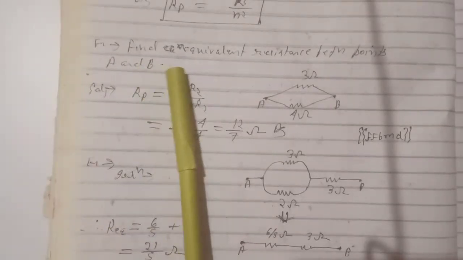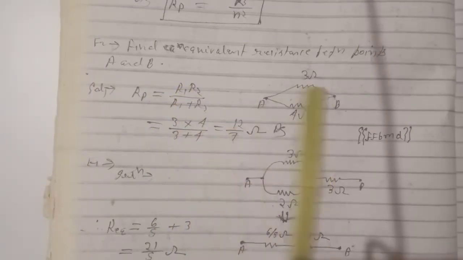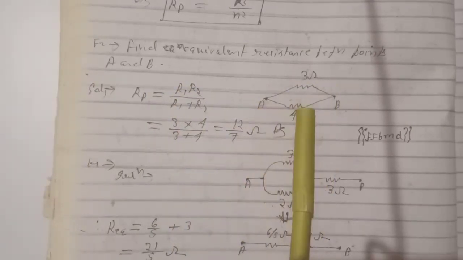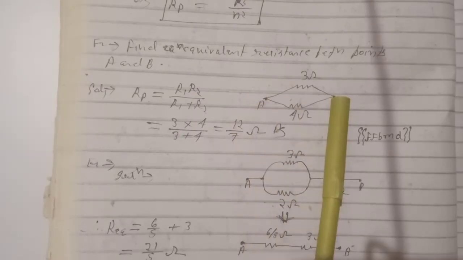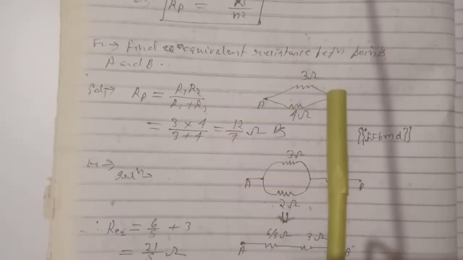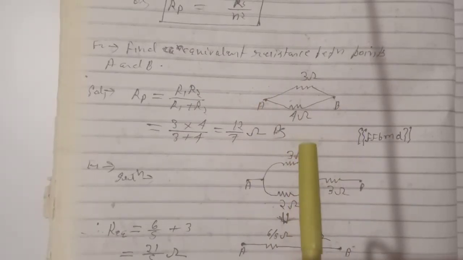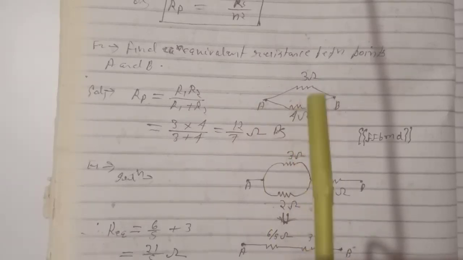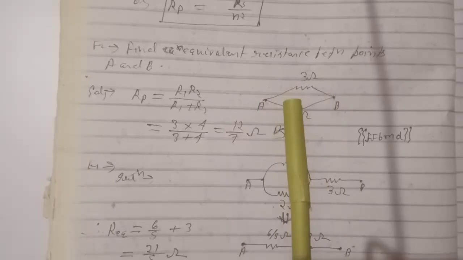For example, find the equivalent resistance between points A and B. That is, here a group of resistors is given and connected, and we have to find the equivalent resistance between points A and B. That is, if point A is connected to an external cell, then what will be the equivalent resistance in place of these two resistances?